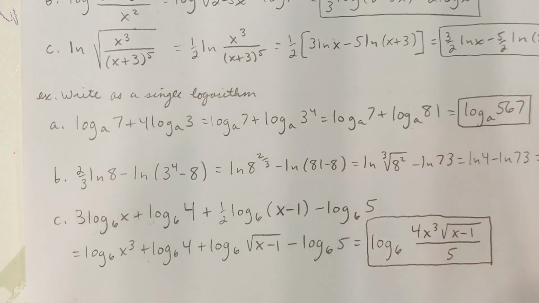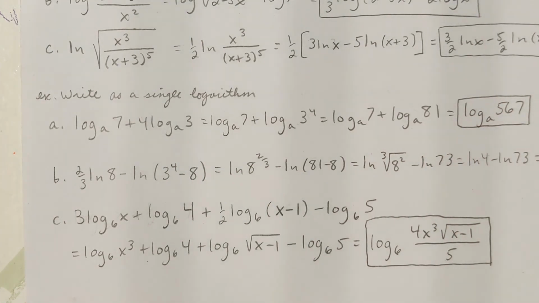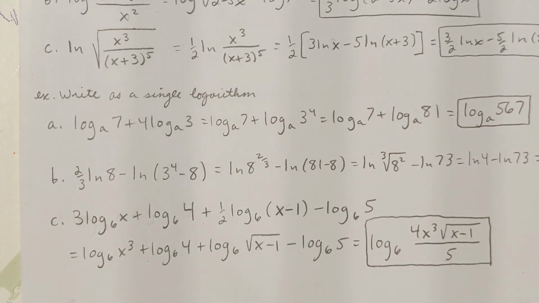Here's some other problems. So let's go the other way. What if we had a bunch of logarithms and we want to condense it all into a single logarithm? Again, we're using the laws on the sheet that we've gone over. So part A, I've got log base a of 7 plus 4 times log base a of 3.